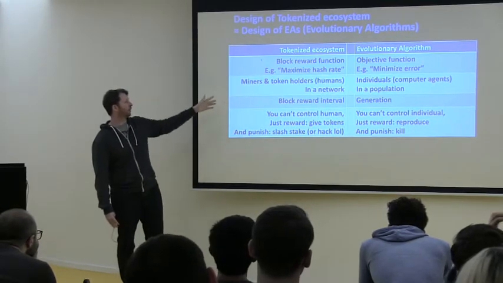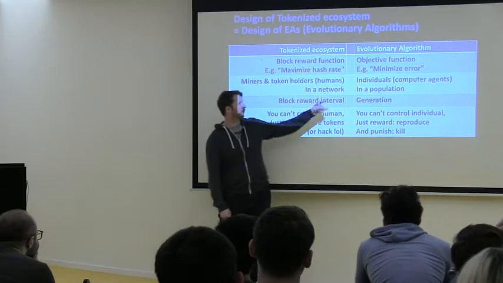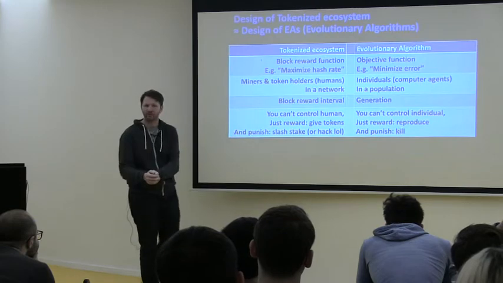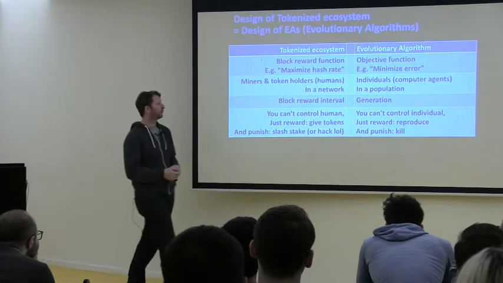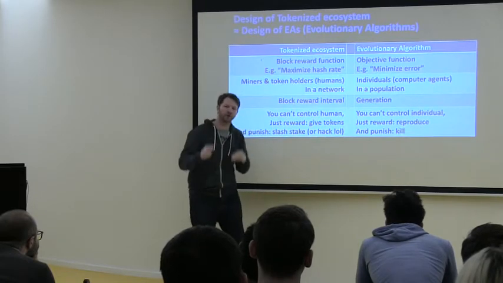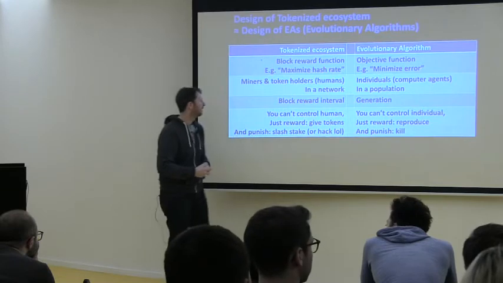In blockchains, you've got miners and token holders. These are humans in a network. In an EA, you've got individuals. These are basically computer agents running around, and they're in a population. So once again, similar things. You've got a block reward interval, and you've got a generation. Every interval or every generation, you update. You give tokens, all these sorts of things.